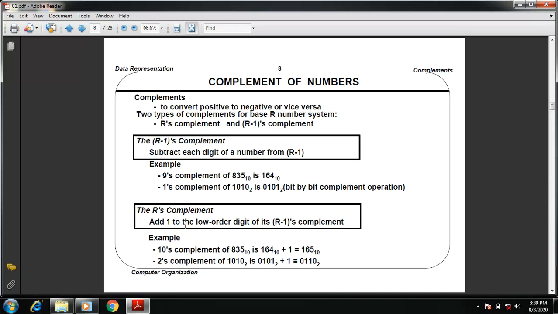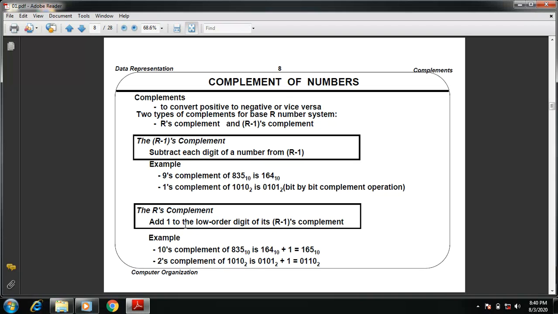This is complement of numbers. Complements means to convert positive to negative or negative to positive, vice versa. There are two types of complements: one is the R's complement, another one is the R minus 1 complement. For the R's complement, first we take the R minus 1 complement. How to calculate the R minus 1 complement? That means subtract each digit of a number from R minus 1.